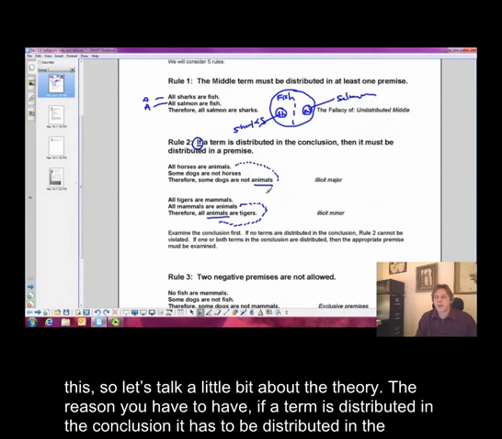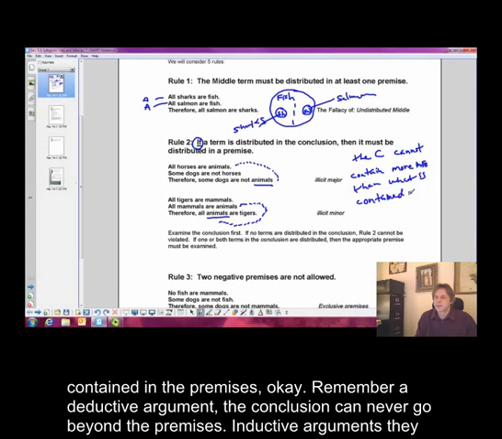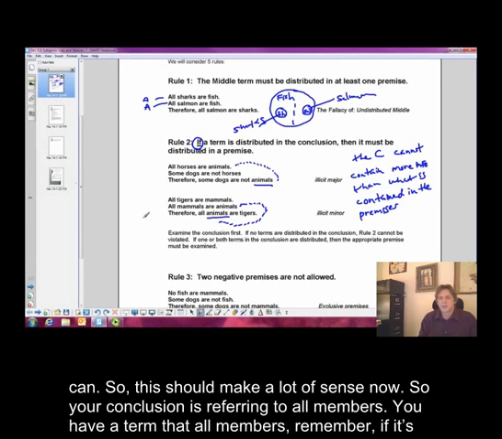The reason that if a term is distributed in the conclusion, it has to be distributed in the premise is this. You remember with deductive arguments, the conclusion cannot contain more info than what is contained in the premises. Okay, you remember a deductive argument, the conclusion can never go beyond the premises. Inductive arguments, they can. So this should make a lot of sense now.